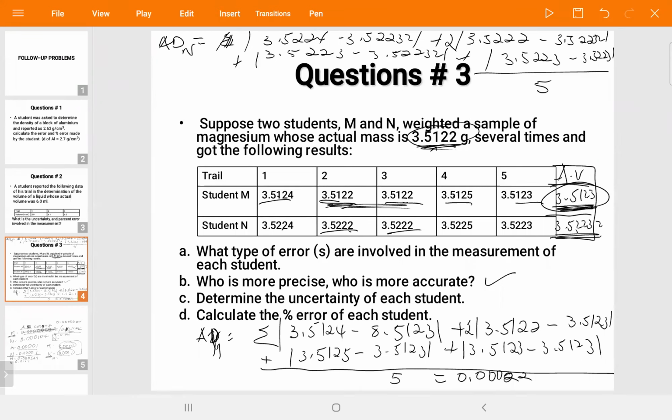Now, what is the answer for this? Calculate. Volume to make.